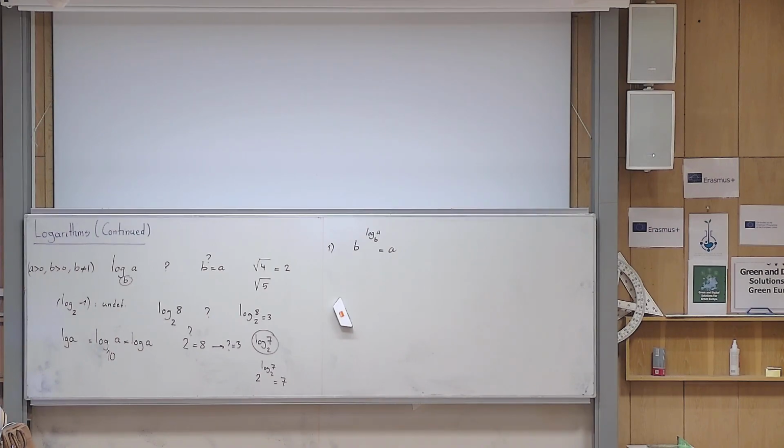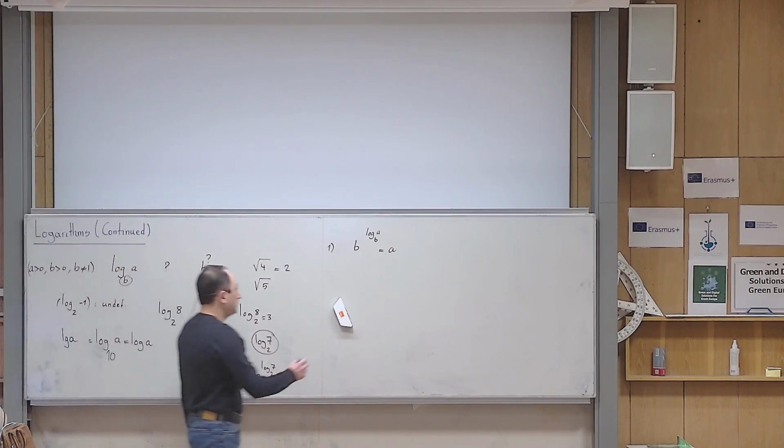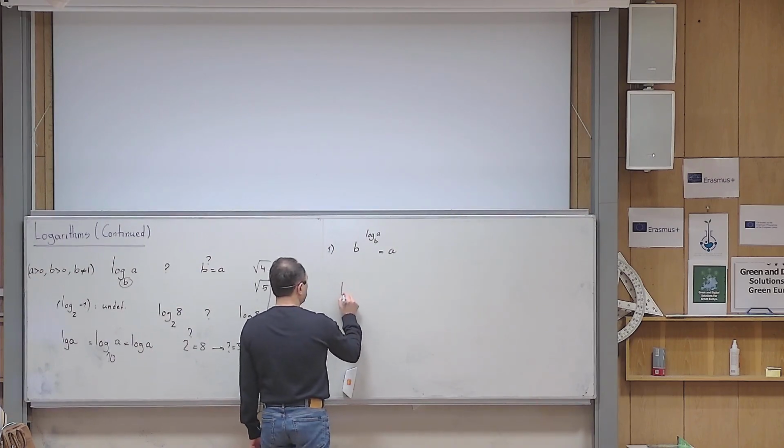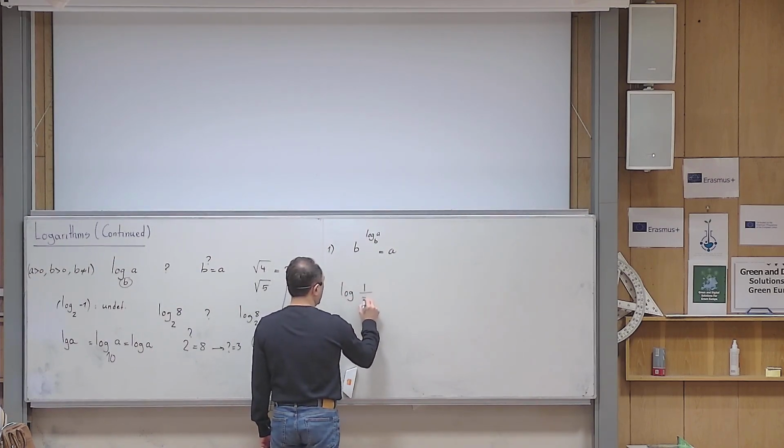Okay, so let us review some examples now before continuing any further. Sometimes you can still calculate some of the logarithms even if the calculator is not allowed. Sometimes it's a little bit tricky. For example, let me ask you, what is the logarithm of 1 over 81 to the base 3?